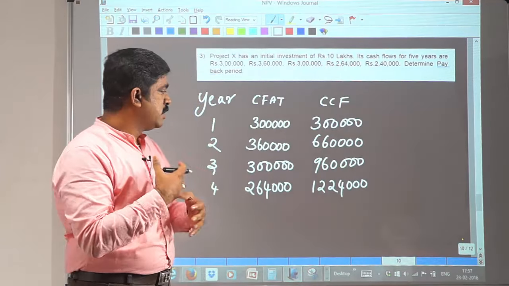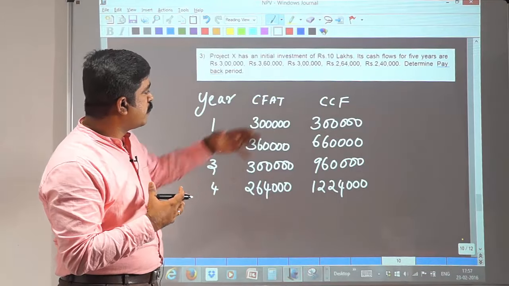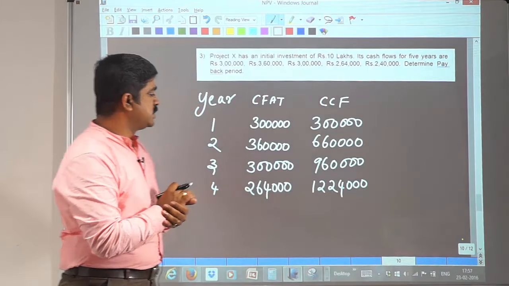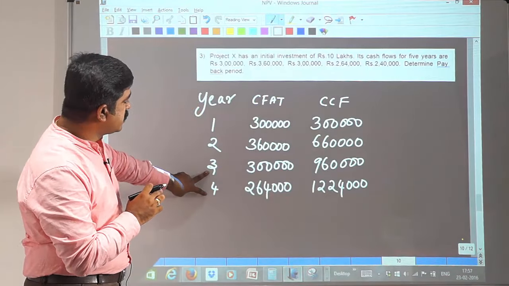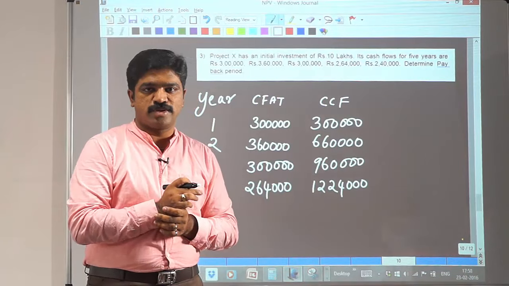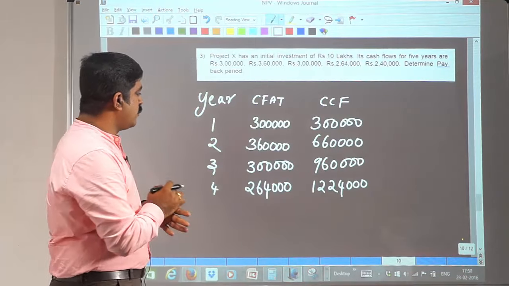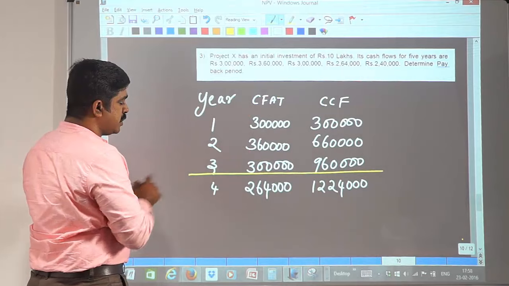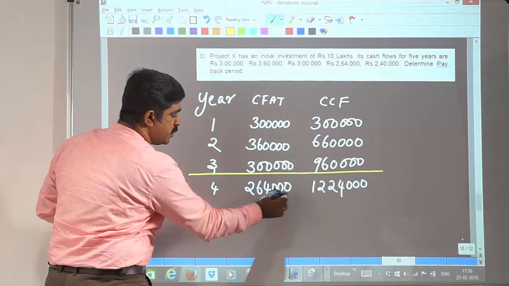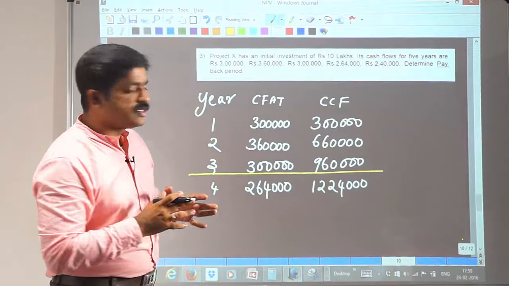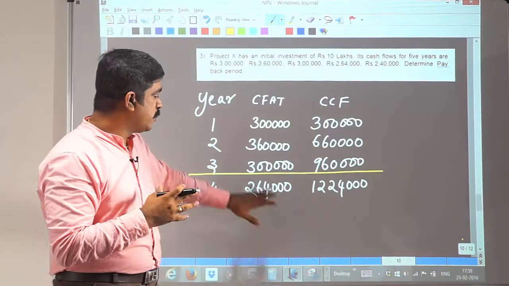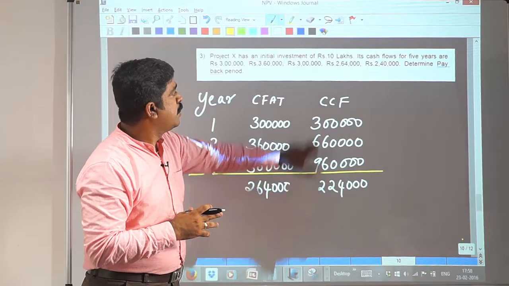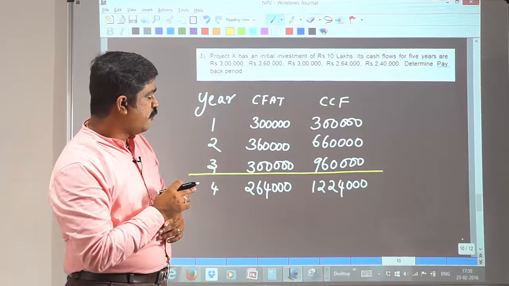Payback period is nothing but the time taken for my cash flows to recover my investment. Up to year 3 I have recovered 9 lakh 60,000. So I understand that between year 3 and 4 the remaining 40,000 is also recovered. So how do we find that? Up to year 3, 9 lakh 60 is recovered. In year 4, what was the actual recovery? 2 lakh 64,000, which would have been realized over a period of 12 months. What we are concerned about is only the remainder. 10 lakh minus 9 lakh 60, the remainder is 40,000.